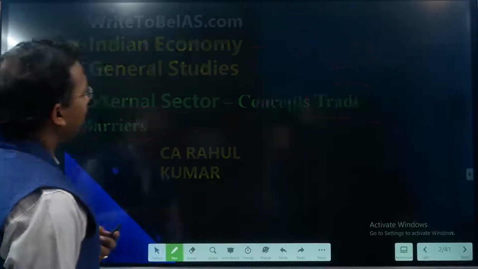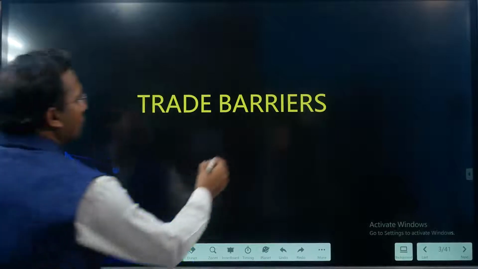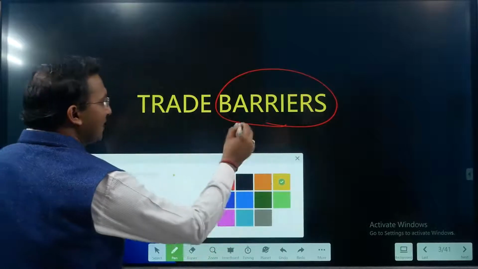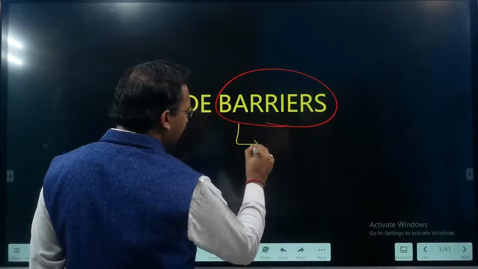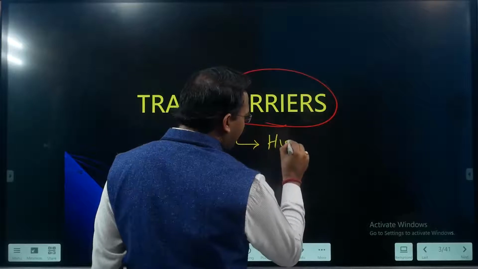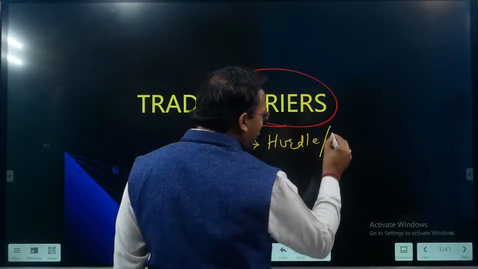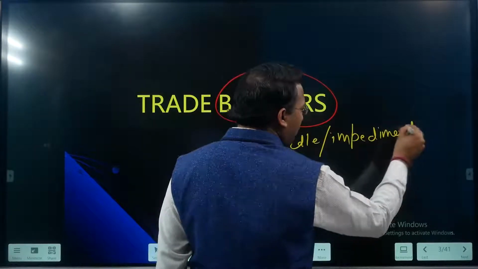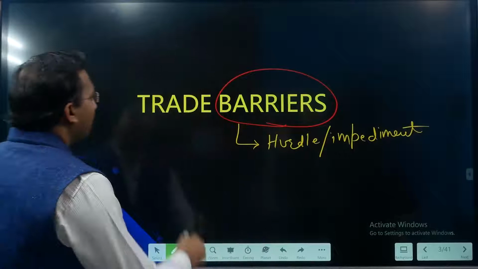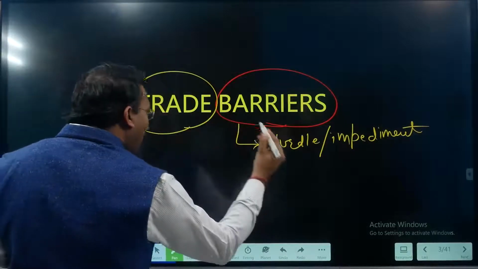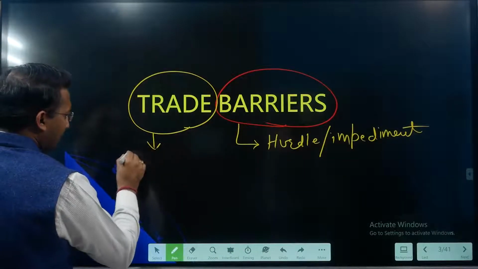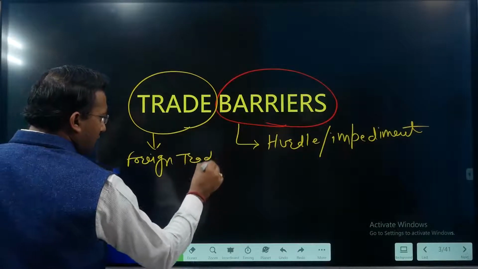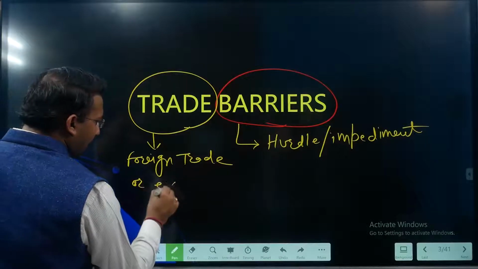So what is the meaning of trade barriers? These are the barriers. Barriers basically means some kind of hurdle or some kind of impediment or some kind of roadblock, right? Trade. So hurdle on trade. Trade basically means foreign trade or external trade.